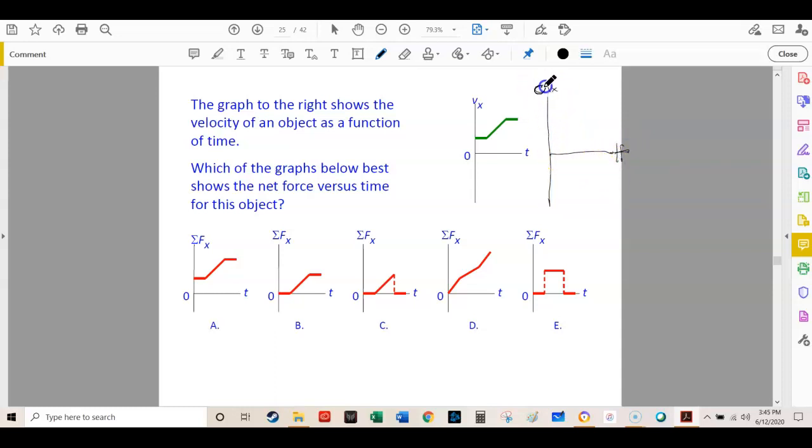So an acceleration versus time graph. And then that acceleration versus time graph should reflect the force versus time graph. Okay? So try it out. Again, basically the mass is constant of this object. All right. Hit pause and try it.